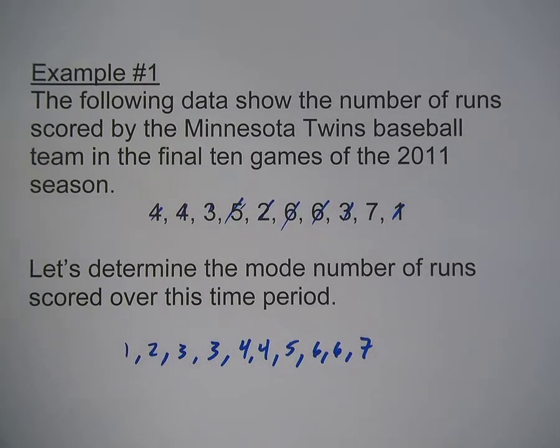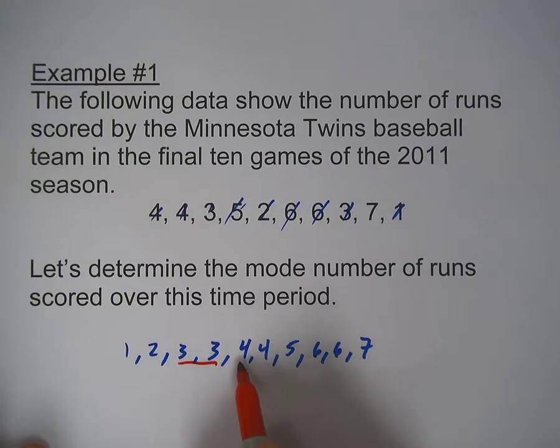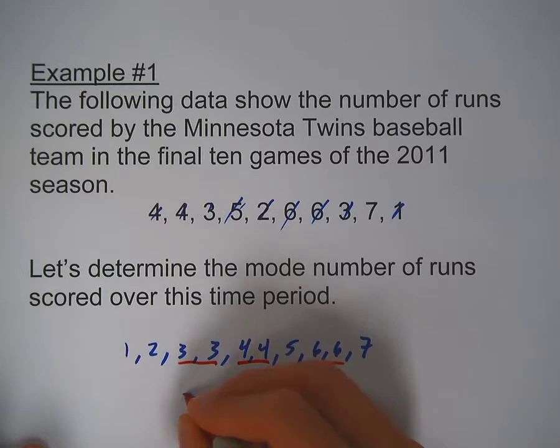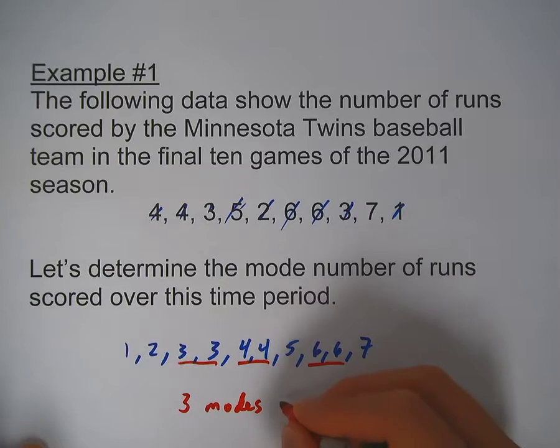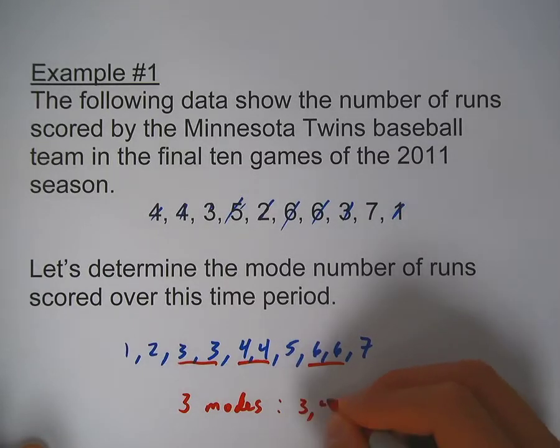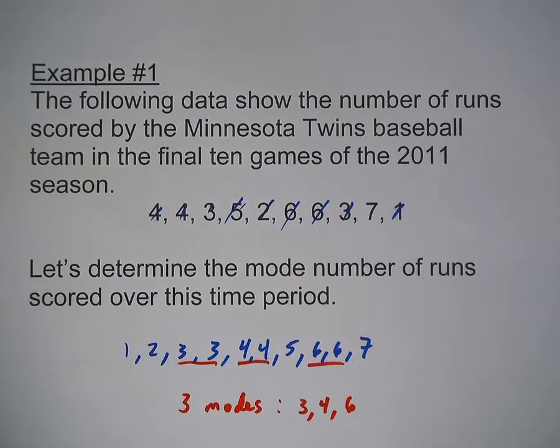Okay, now the mode is the most frequently occurring number. Okay, now in this case, I don't just have one value that represents the mode. So notice 1 had a frequency of 1, 2 had a frequency of 1, 3 had a frequency of 2, 4 had a frequency of 2, 5, 1, 6, 2, 7, 1. Okay, so actually here, we really have 3 modes. This won't always be like this. Sometimes you'll just have one mode, but your 3 modes are 3, 4, and 6. Okay, so it is okay to have more than one mode.